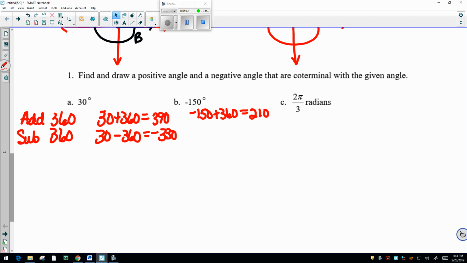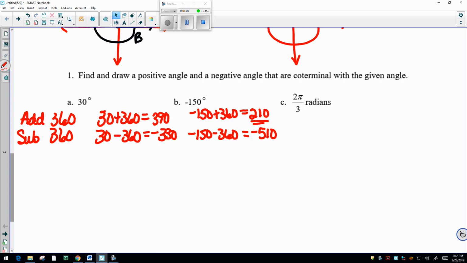So they would be coterminal, negative 150 and 210. I could also subtract 360. So by subtracting 360, I get negative 510. Think about what that means. You're going around the circle more than once. So we're going around that circle and then some, another 150 degrees. And those could be coterminal angles.